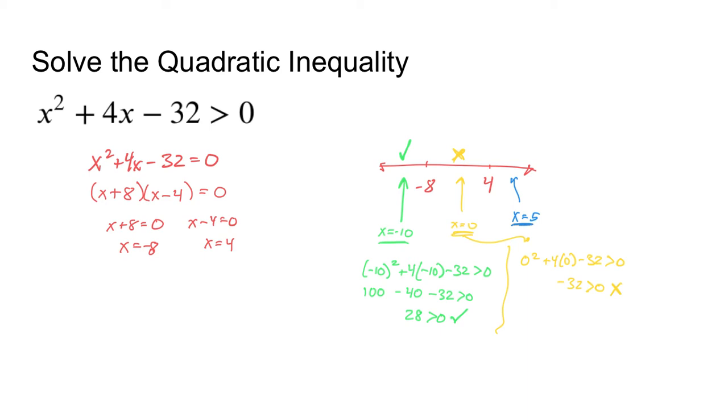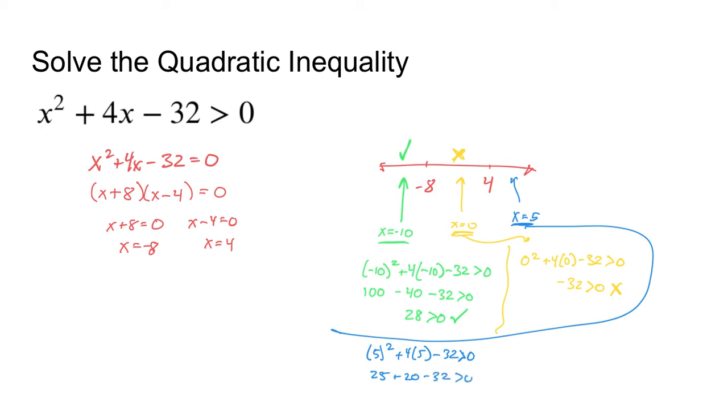And finally, let's take a look at x equals 5. I'm going to need to go down here. So I'll do x equals 5, and I'll plug that into my equation. So that's 5 squared plus 4 times 5 minus 32. Is that greater than 0? Let's see here. So that's 25 plus 20 minus 32. 25 plus 20 is 45 minus 32. That gives me 13. Is 13 greater than 0? Yes, it is. So that, in fact, does work.